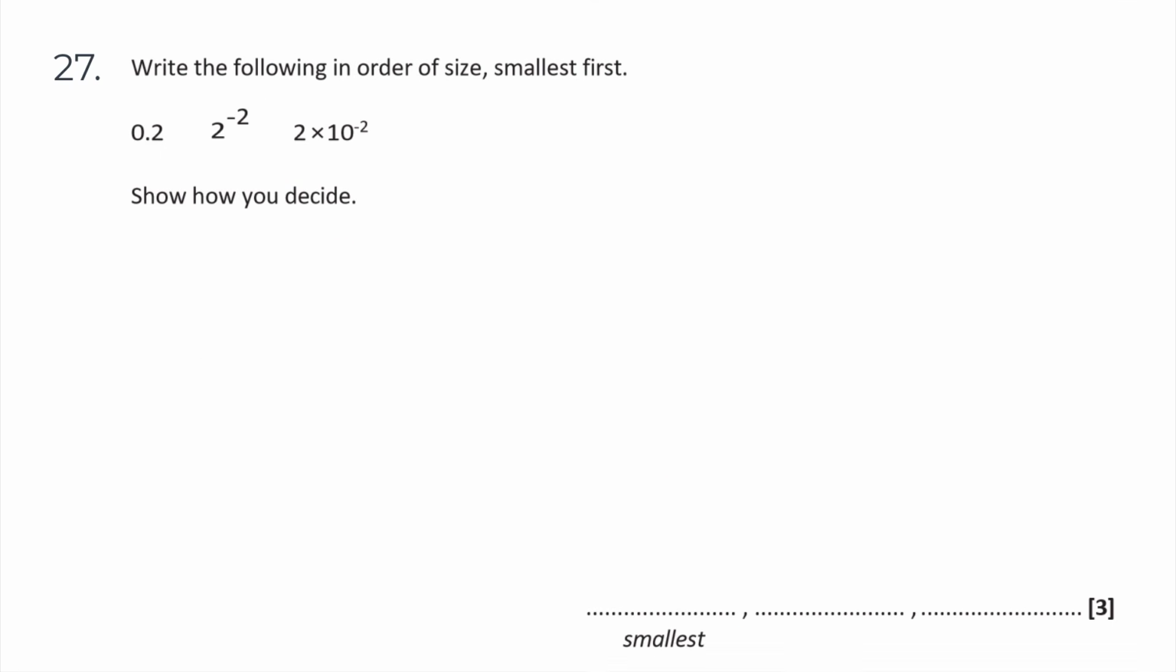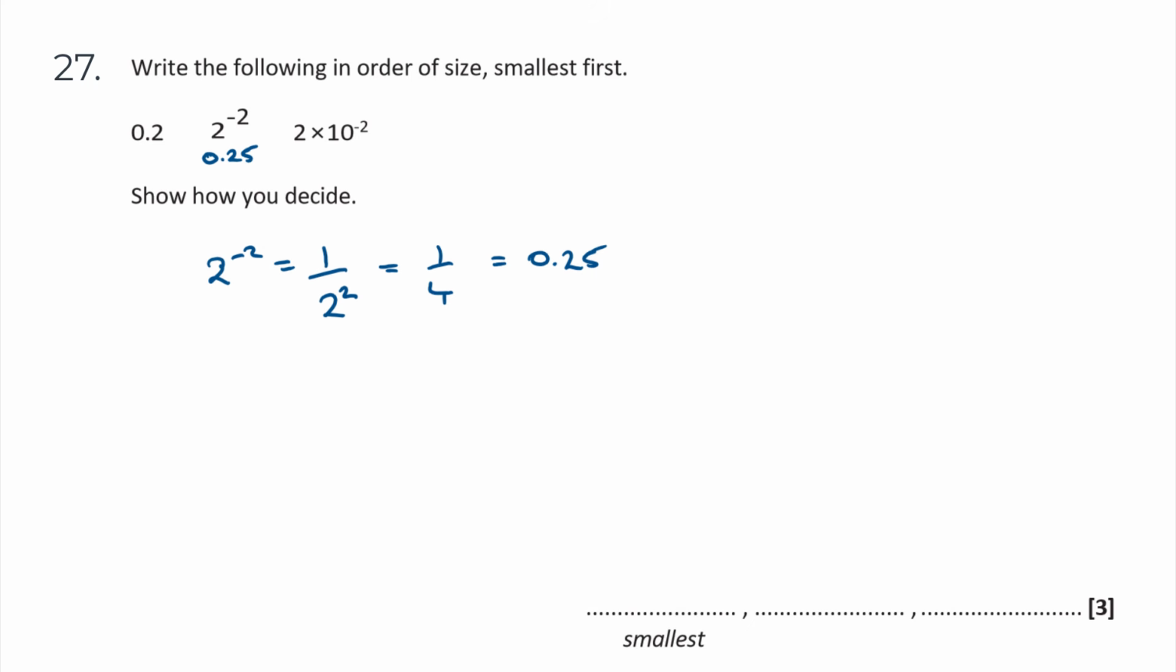I'm going to write down the following in order of size, smallest first. I've got 0.2, 2 to the power of minus 2, and 2 times 10 to the minus 2. Okay, well, 0.2 I know, it's just 0.2. What's 2 to the minus 2? 2 to the minus 2 is 1 over 2 squared, isn't it? Because a negative index is the same thing as 1 over that positive index. And 2 squared is 4, so that's a quarter. And a quarter I know is 0.25. So that one's 0.25. And what about 2 times 10 to the minus 2?